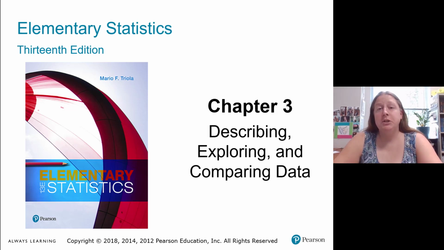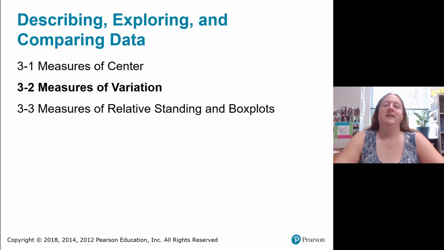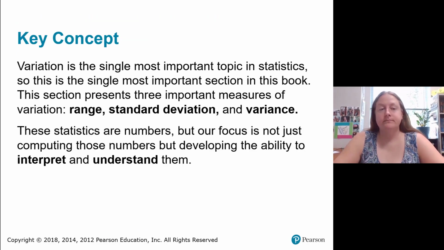Today we're going to continue with our description and exploration of data by looking at measures of variation. There are three really important measures of variation that we're going to talk about today. The first is range, the second is standard deviation, and the third is variance. Variation talks about how spread out data is, and it's a very important topic.